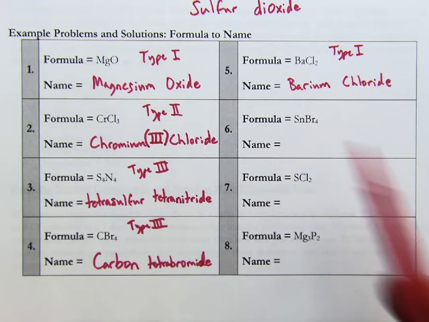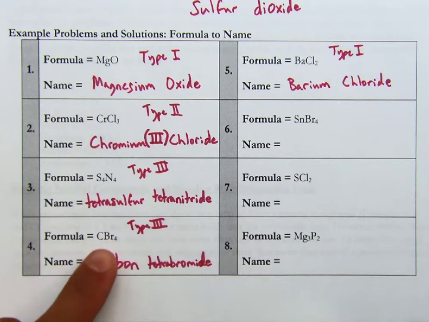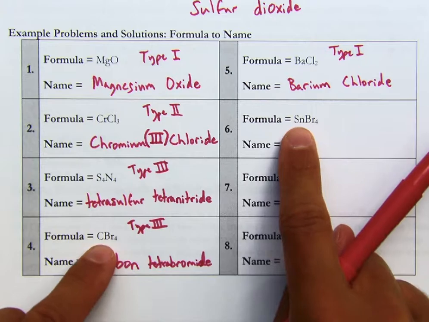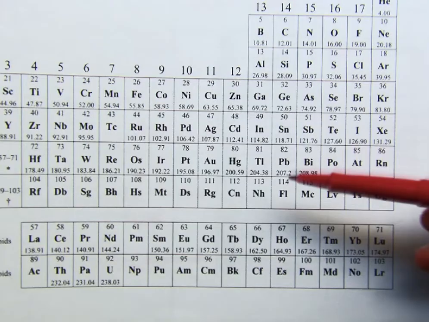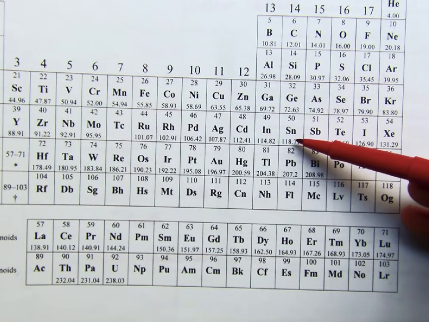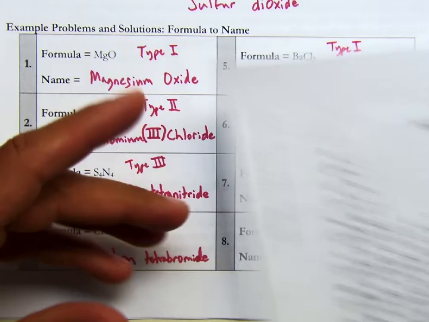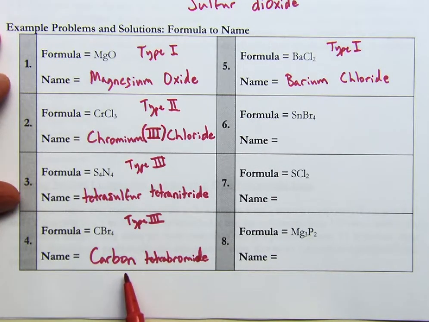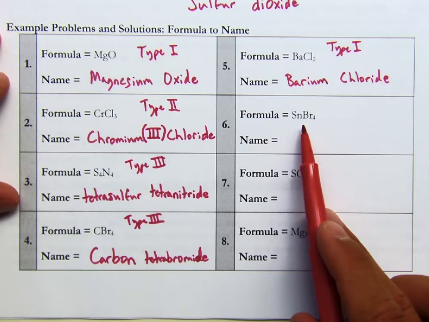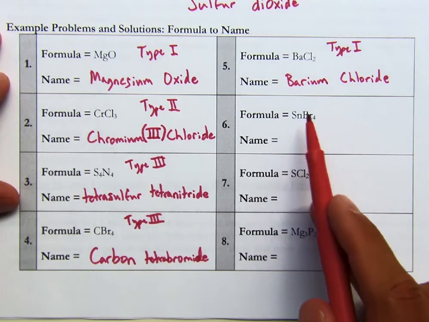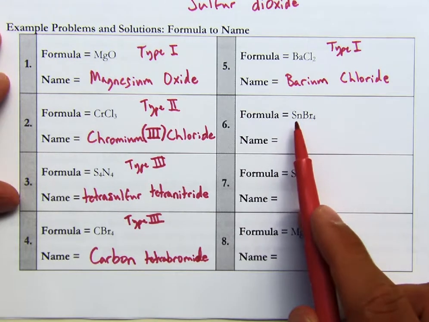Next we have SnBr4. Now you might be tempted to go, oh, well, this one is carbon tetrabromide, so is this one, whatever Sn is, tetrabromide, right? My periodic table doesn't have the names on it, but Sn is tin, and it is a metal. So you might be tempted to go, is this one tin tetrabromide? No, because you only use this naming system if it's type 3, which is nonmetals only. Tin is a metal. So this is a metal and a nonmetal.